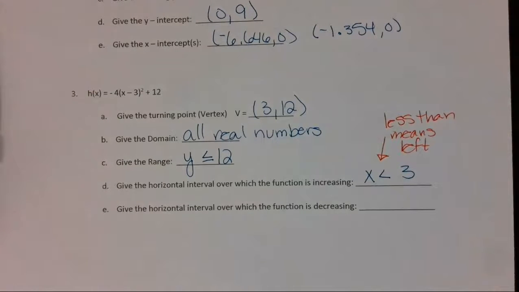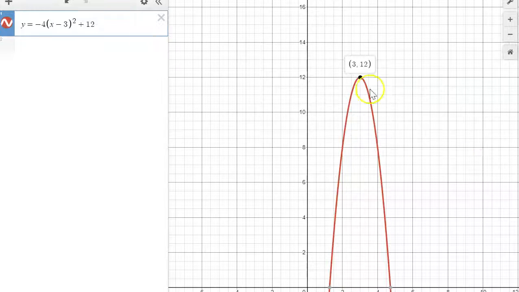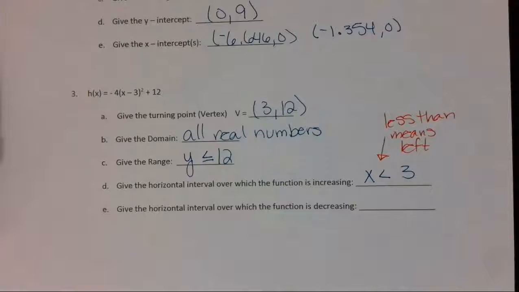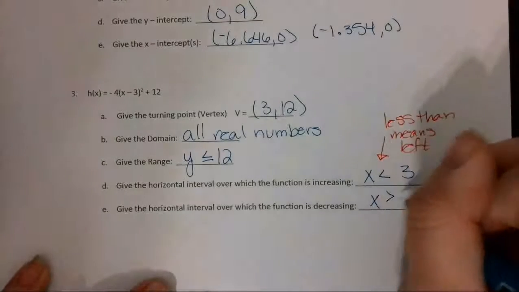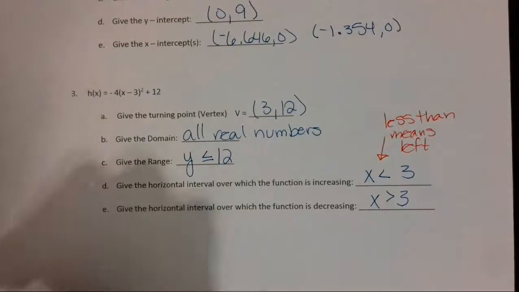Then I'm going to do the same thing for where it's decreasing, so where it has a negative slope. It's negative on the right side, so I'm going to say x is greater than 3. And then greater than means right.